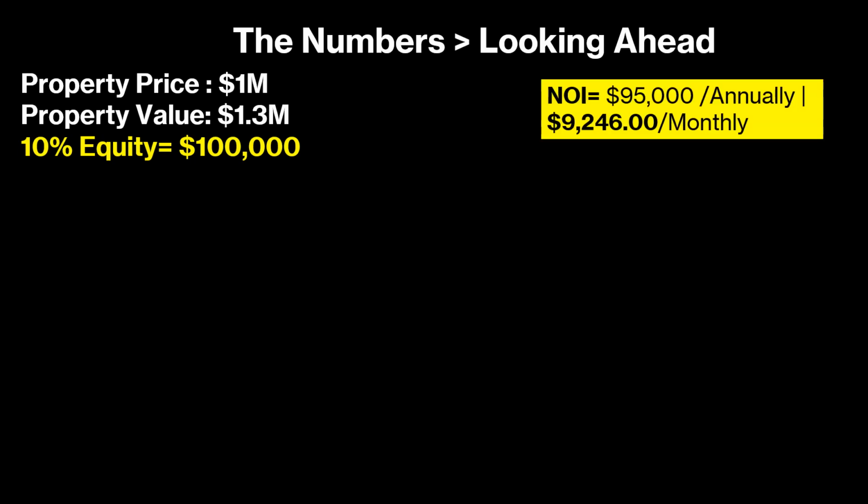Now, for you investors, there are the numbers. Net operating income, $95,000. Annual income, $9,200 monthly. You run your numbers, do whatever you do. Do your cap rates and all that. This ain't that. You can do that. We're structuring a deal here. All right. So that's the income from the property.